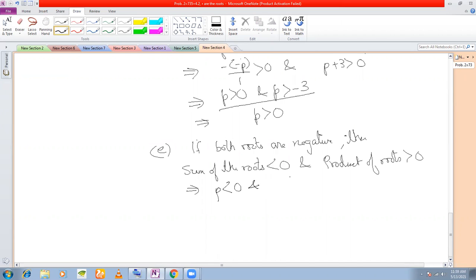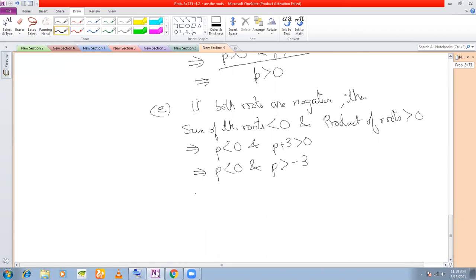And what is the product of the roots that we have got? P plus 3 greater than 0. That means you have p less than 0 and p greater than -3. So if you combine both the conditions, what will you get? What single condition will satisfy both? P greater than -3 and p less than 0. So which single condition will give you both the conditions?